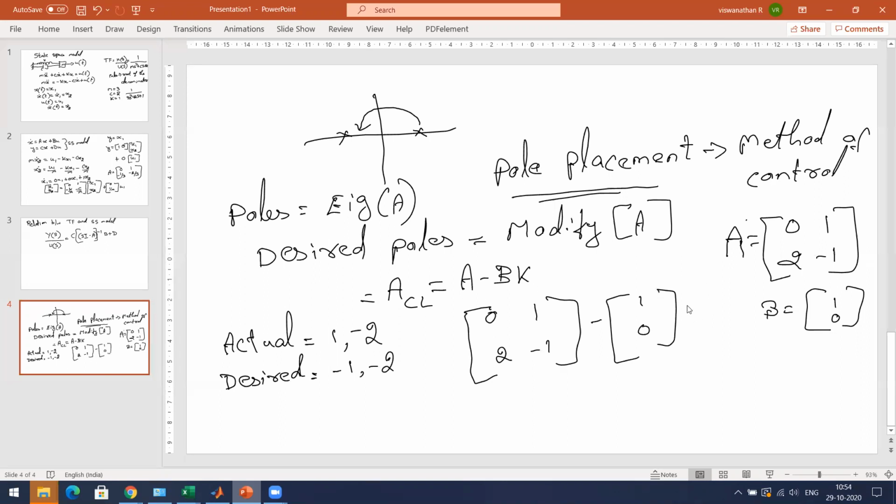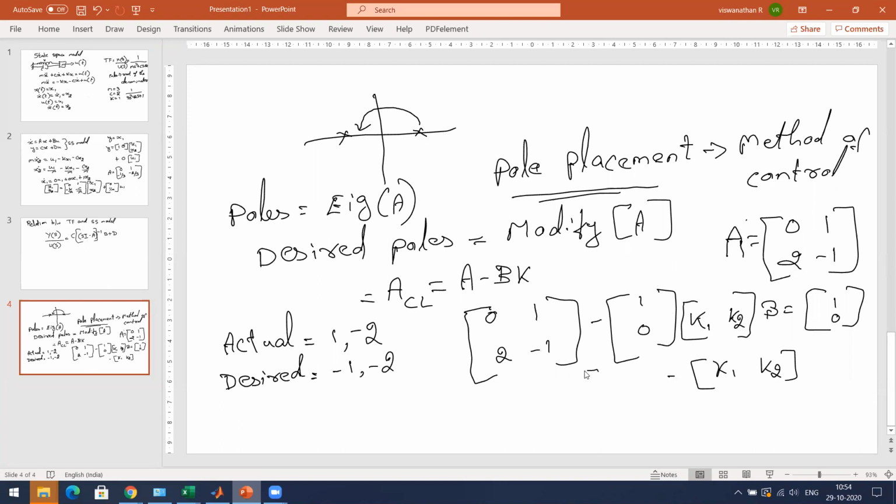So what is this K matrix? K matrix consists of K1 and K2. You need to find these. What will be the value of this if you multiply this? This will be K1 only, because it's 0. This will be K1 and K2, no? It is nothing but multiplying by 1.